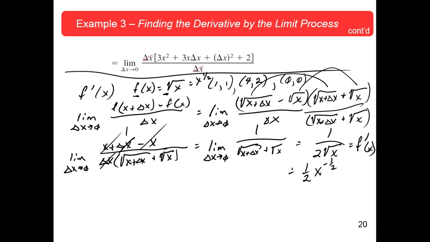Okay. So, let's go on and do the next thing it said. We found f prime. That was the hard part. Then find the slope of the graph of f at the point 1, 1. This point right here. We're looking for the slope. So the slope at 1, 1 would be what?